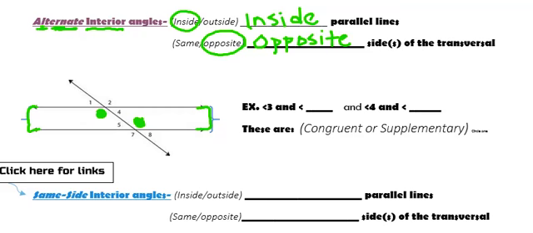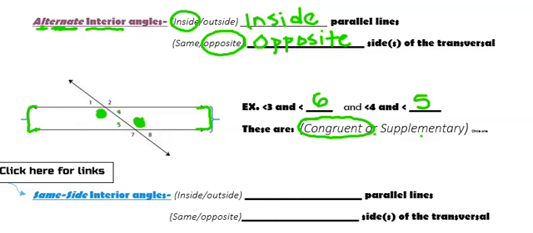Then we can fill out the examples. An example would be angle 3 and angle 6. Those are the ones we marked. The only other example would have been angles 4 and angle 5. Those are the ones we did not mark. The last question says, these are congruent or supplementary. We noticed when we moved the line back and forth that they stayed congruent, so I'm going to circle congruent.